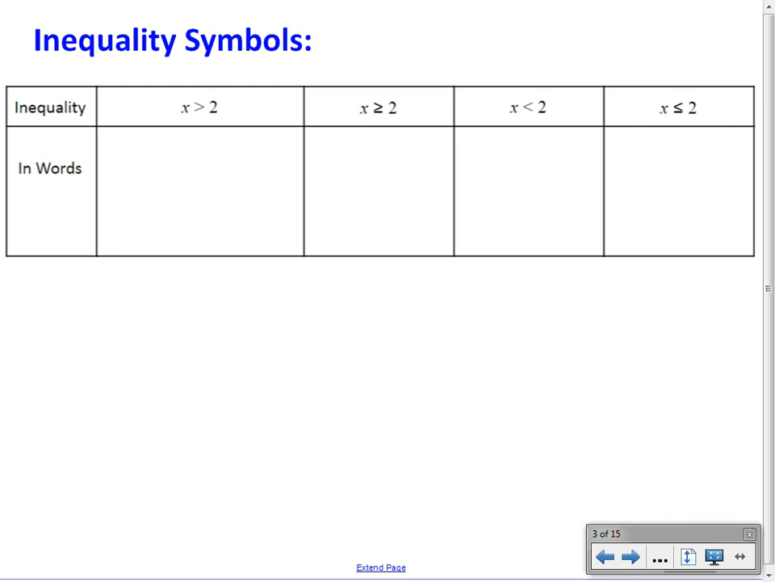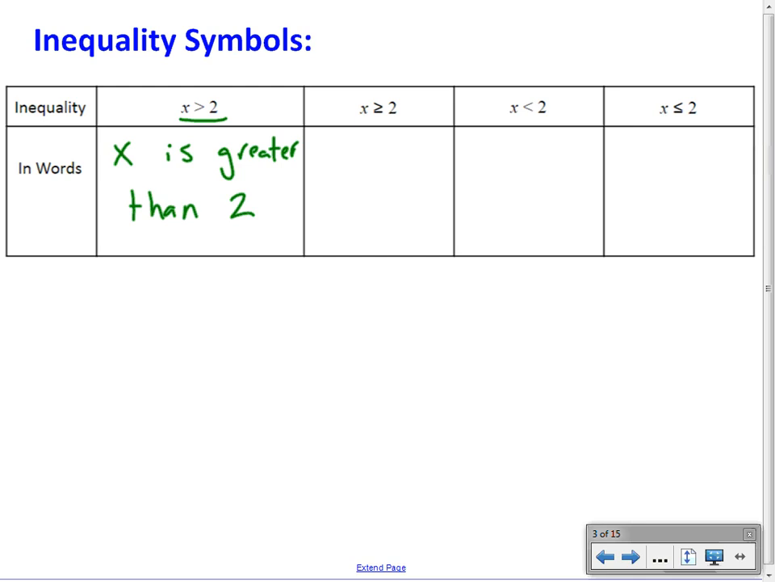So along the top row here, I have 4 different inequality symbols. Below, we're just going to write what they're actually saying. Now, the first one that we have here is actually saying x is greater than 2. So whatever x is, it's bigger than 2. It's not the same as 2, it's not equal to 2, it's just bigger than 2. It could be 2.1, it could be 3, it could be 1,000. Anything greater than 2.